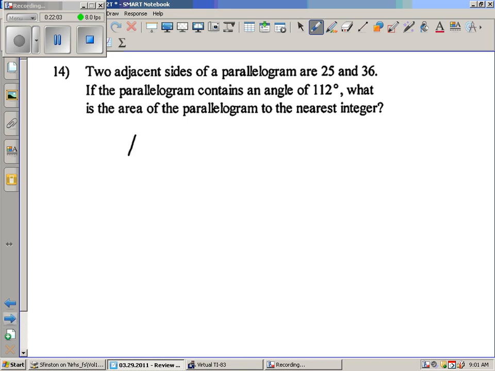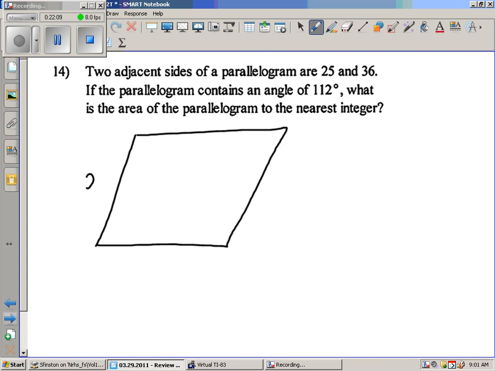Okay, two adjacent sides of a parallelogram. Adjacent means right next to, 25 and 36. The parallelogram contains an angle of 112. Now, it doesn't tell you where the angle's located. Let's just assume it's up over here for people that are going to get all worried, right? Oh my God, it's not in the place that we need it to be.